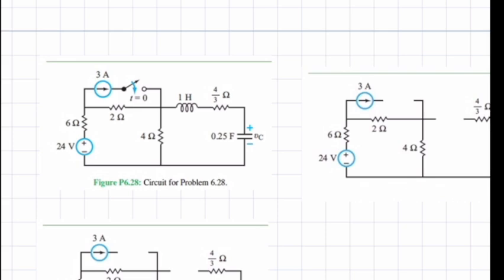Just take a KVL around. Because the capacitor at infinity is an open circuit, so you just ignore that because that's a dangling branch. So you're just looking at the voltage across that 4, because the switch is disconnected and then it becomes connected.